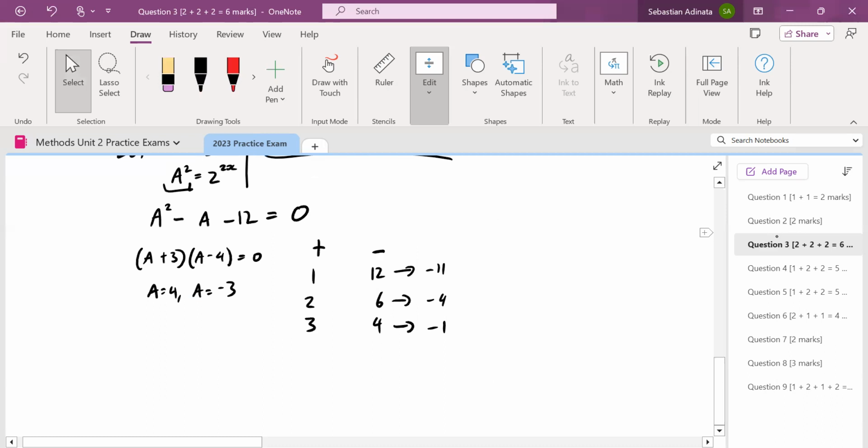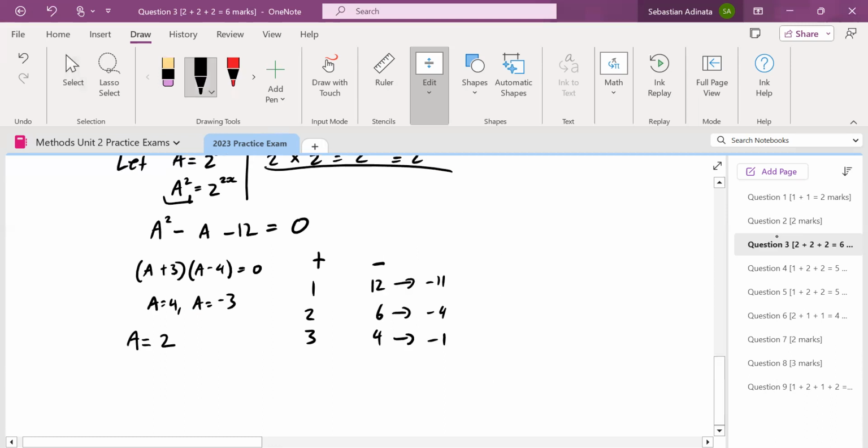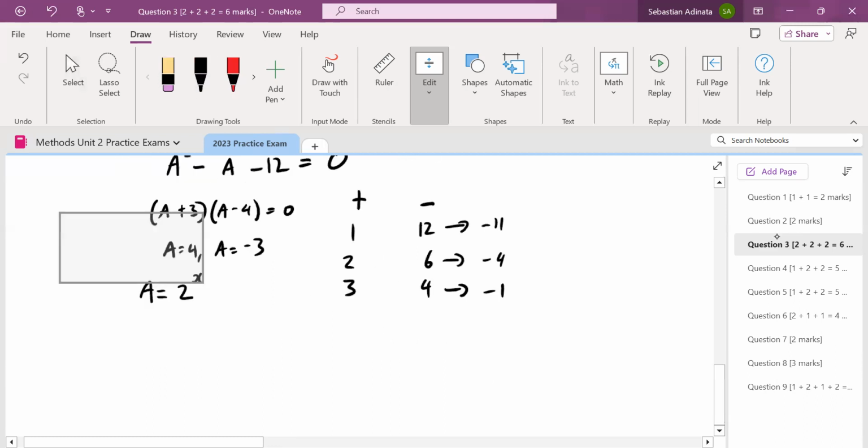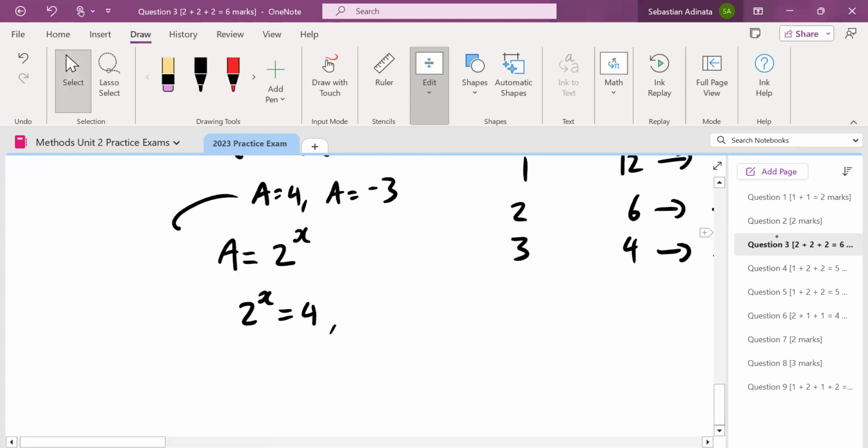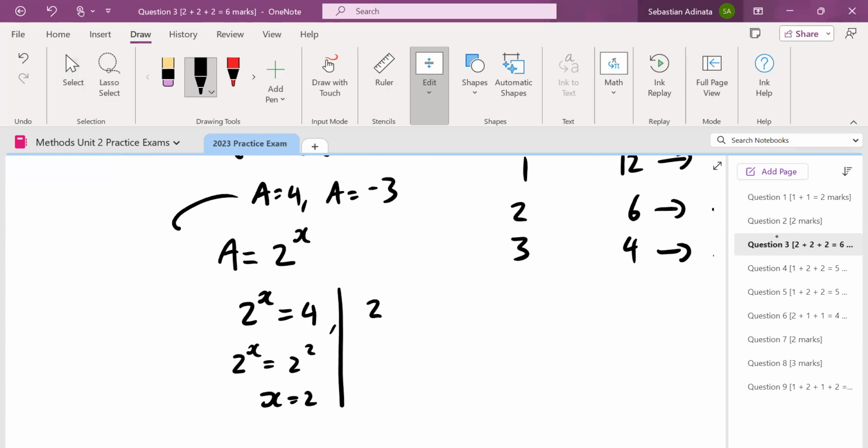Now, what was A originally? A originally was 2 to the x. So that means 2 to the x equals, we'll start with option 1, 4. Now, clearly, you can know x equals 2, or you can do it the slow method, convert bases, x equals 2.